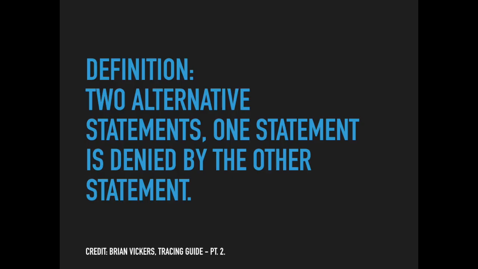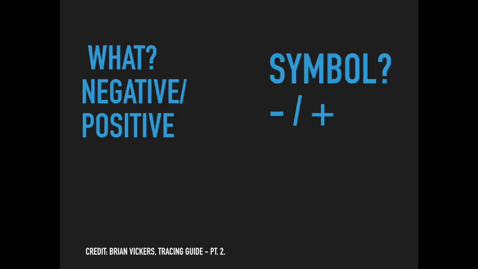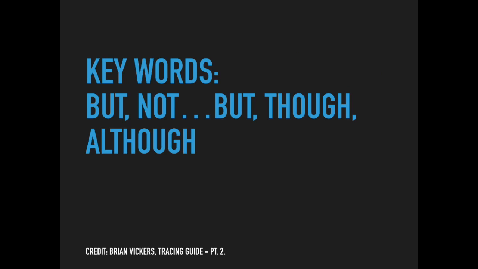The definition of a negative positive is there are two alternative statements. One statement is denied by the other statement. The symbol that we're going to use for a negative positive is a minus and a plus, kind of like the math symbols, a minus and a plus, or a negative and a positive. The key words we're going to look for are but and not but, though and although. Those are the key words that we're going to look for in a negative positive.